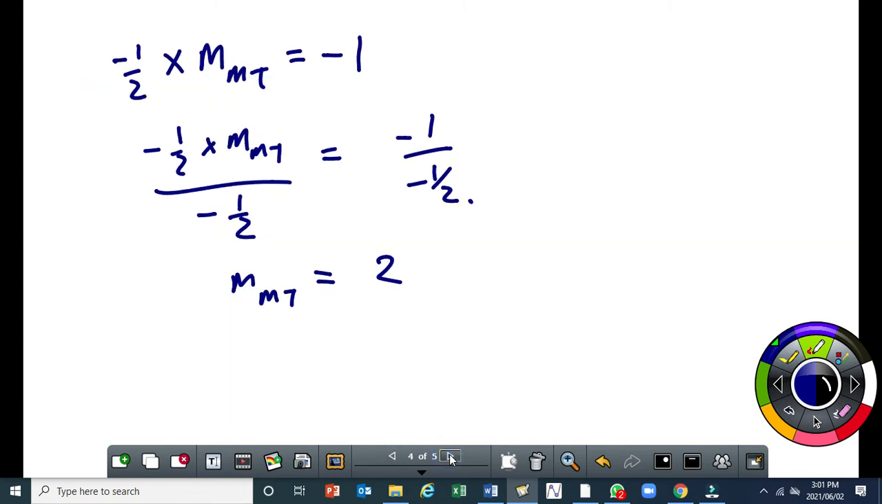In fact, if you practice more, you should be able to understand that if the gradient of one of them is a fraction, the other one will be a whole number. And it has to be positive or negative. In fact, I'll say it will be an integer, because sometimes the whole number can be negative, which means it becomes an integer.